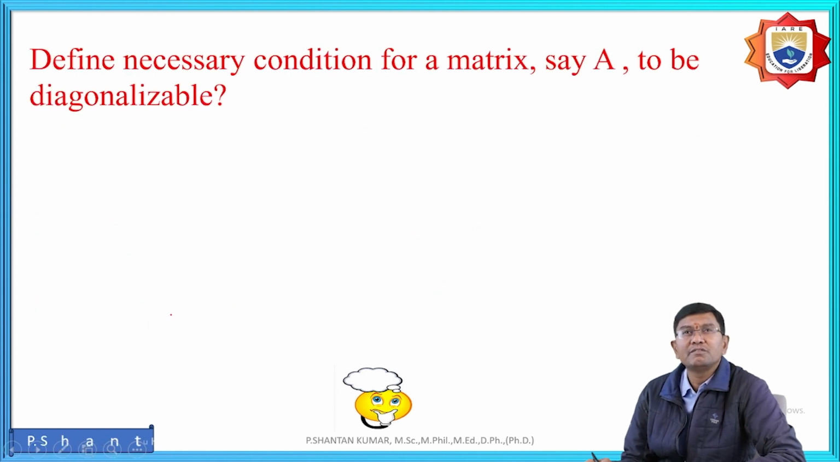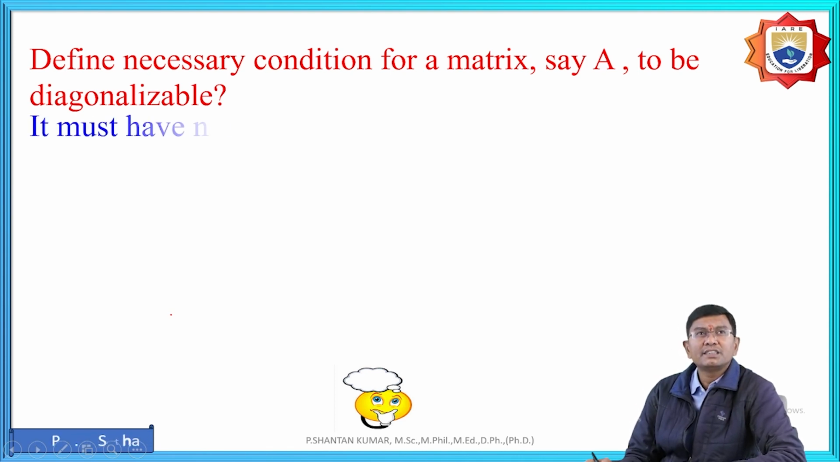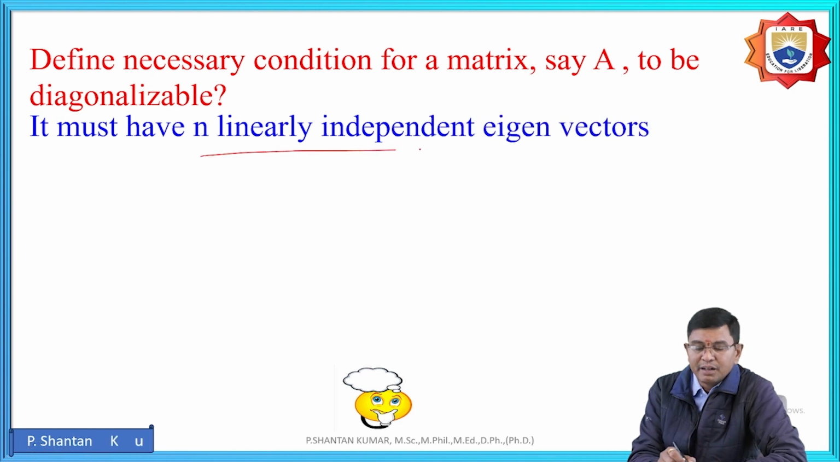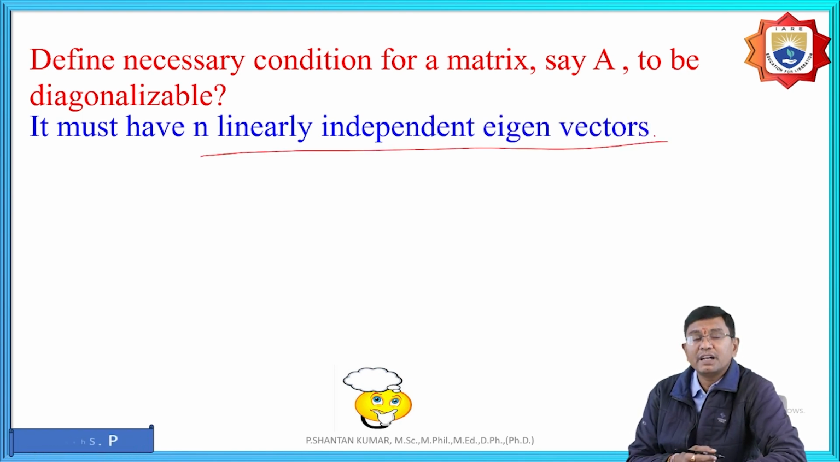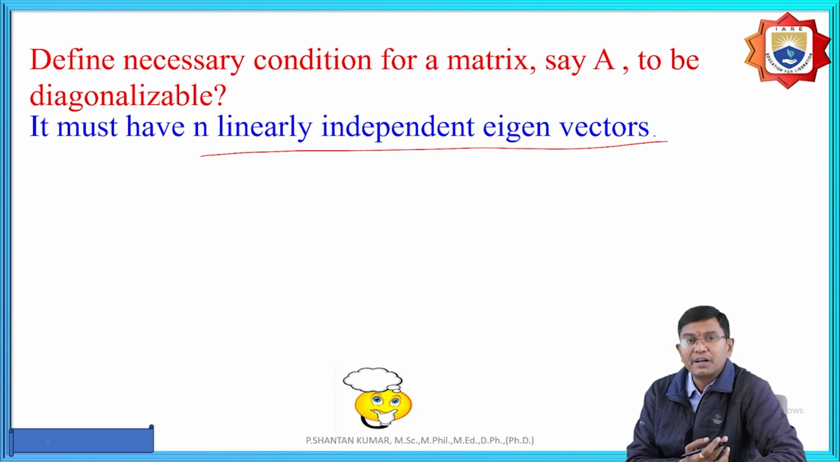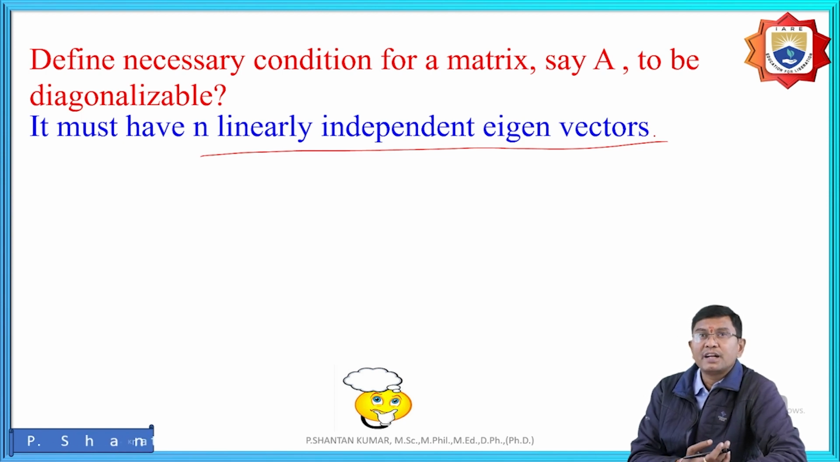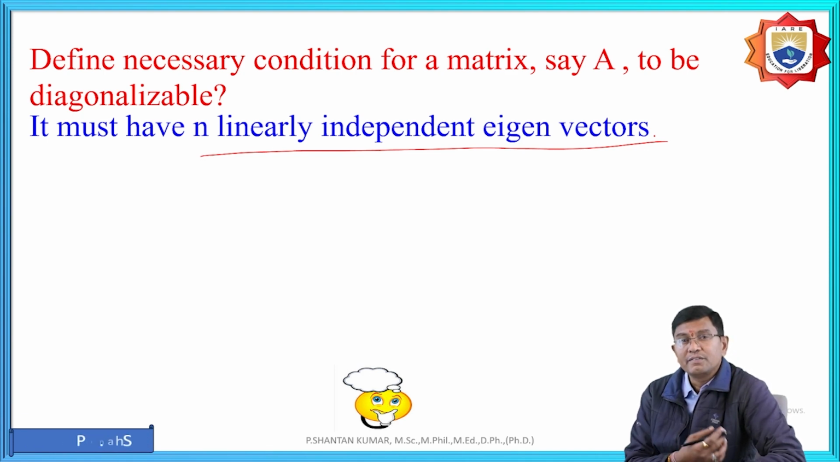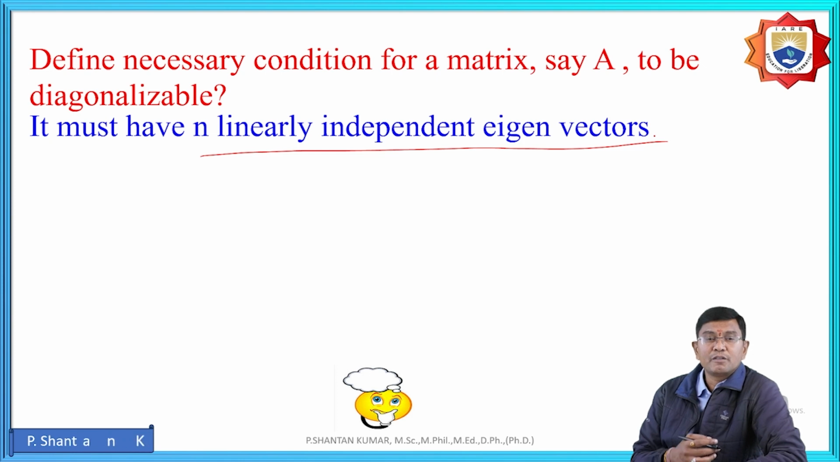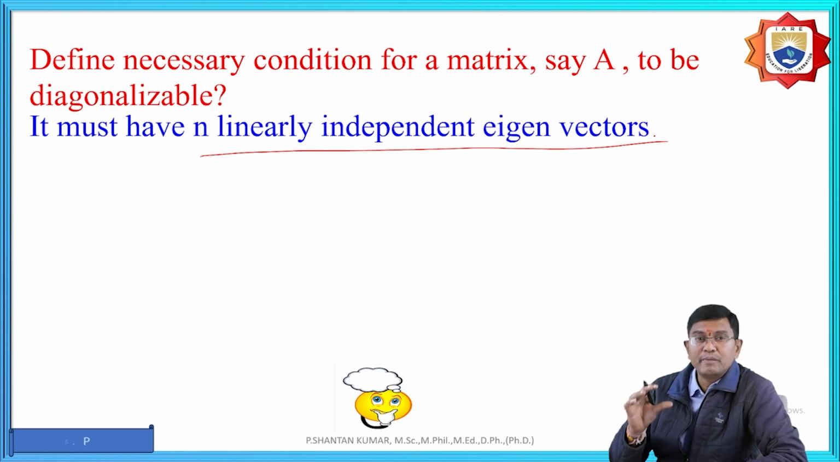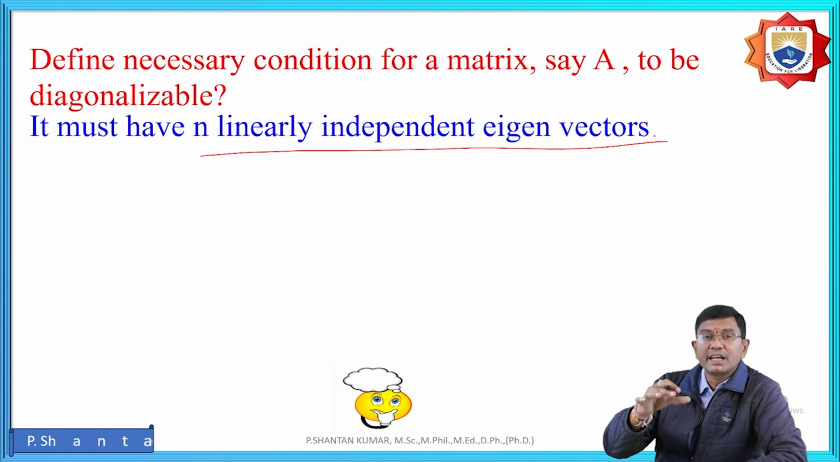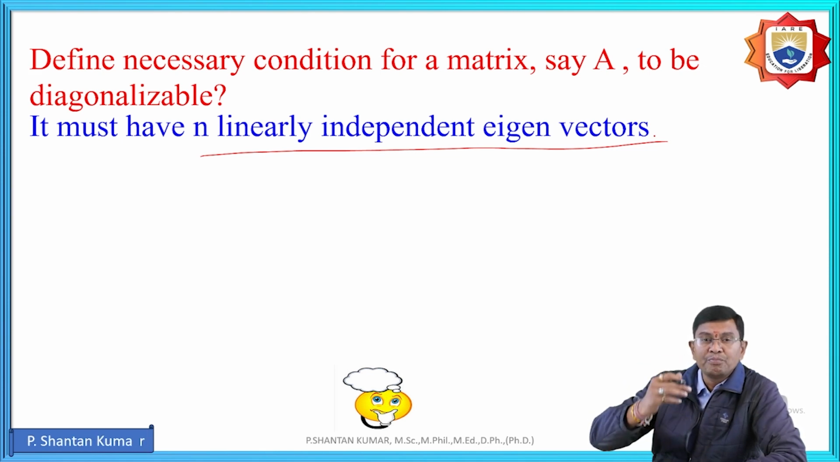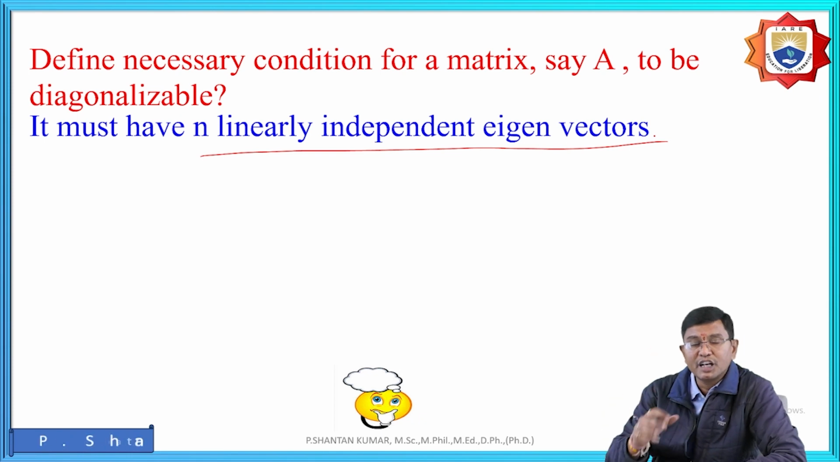Define the necessary condition for a matrix A to be diagonalizable. The necessary condition is that it must have linearly independent eigenvectors. That means whenever the matrix is diagonalizable, according to the property, and as we discussed previously, whenever the eigenvalues are distinct, there are indirectly distinct eigenvectors. Distinct eigenvectors automatically give the condition for diagonalization of a matrix. That is the main fundamental condition. Distinct eigenvalues mean distinct eigenvectors, and distinct eigenvectors mean diagonalization exists.